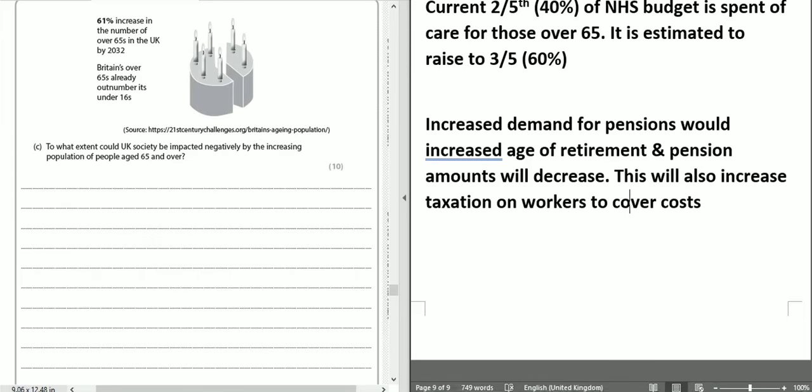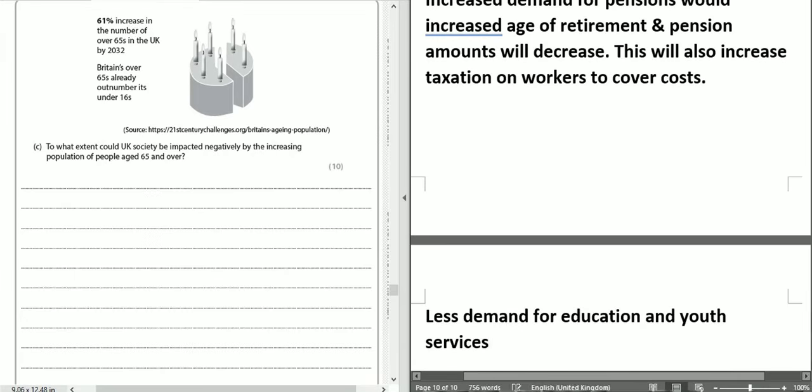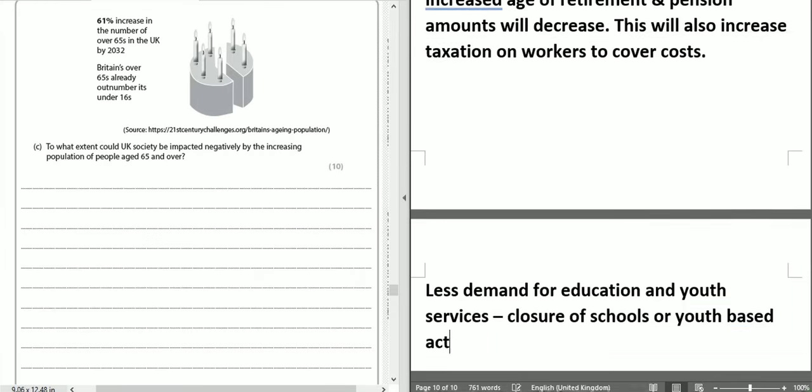And what we might also see is obviously the impact of this is less demand for education and youth services, as it mentions that over 65s outnumber under 16s, so this could lead to closure of schools or youth-based activities if there's less demand.